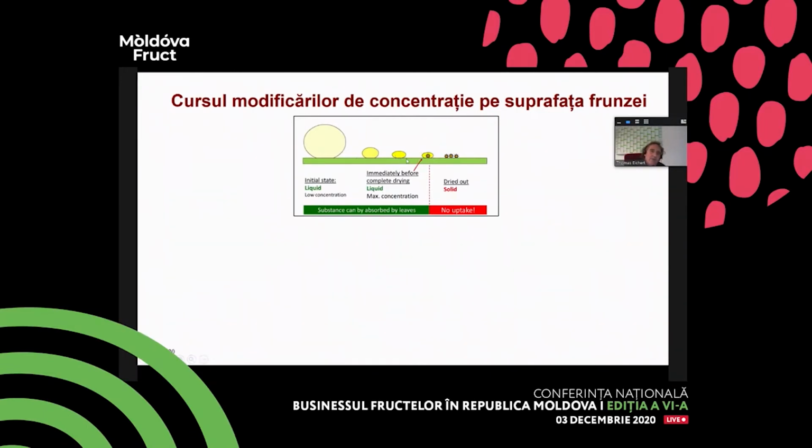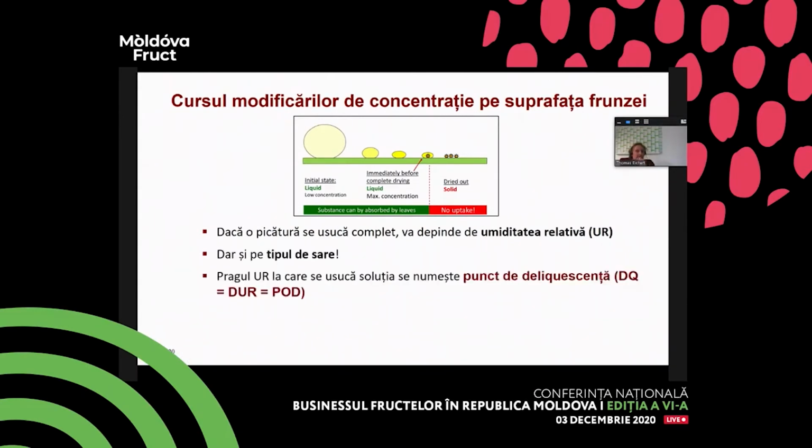So in terms of uptake rates to be expected, the highest uptake rates are to be expected in this situation. We have the maximum concentration on the leaf surface, and according to the laws of diffusion, this will result in maximum penetration rates. So the question is now, does it dry out completely? It depends on humidity. If humidity is high, it will probably not dry out. If air is dry, it may probably dry out. But this also depends on the type of salt.